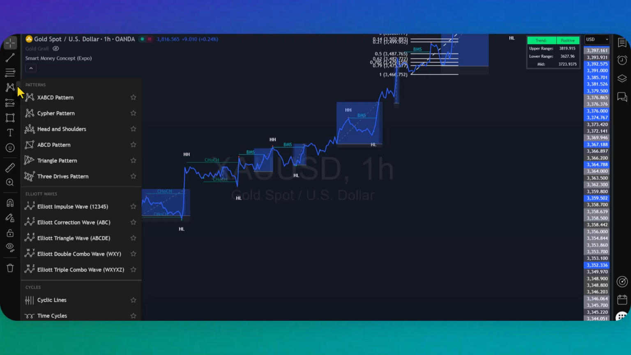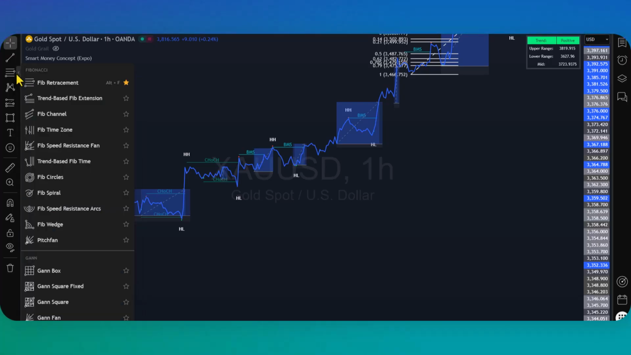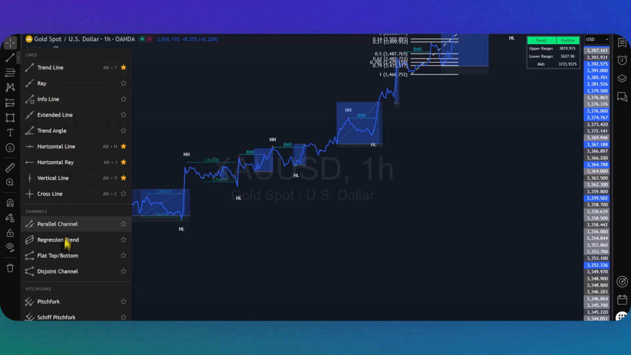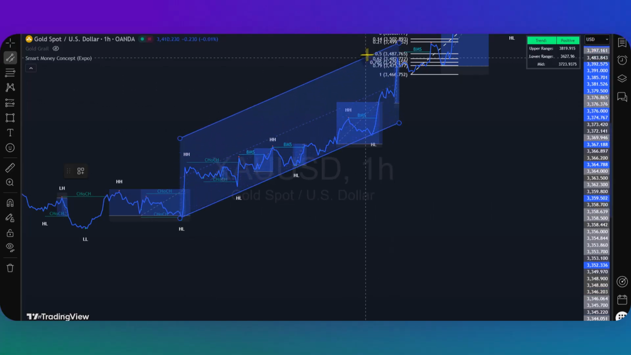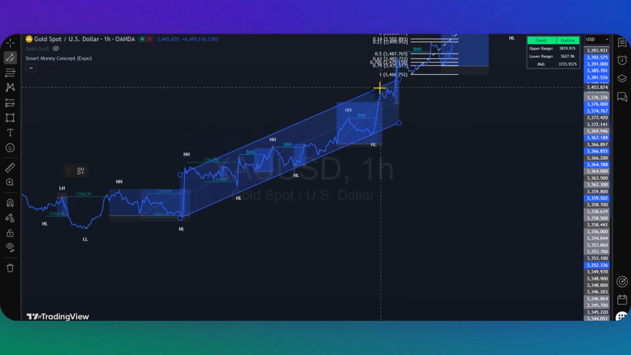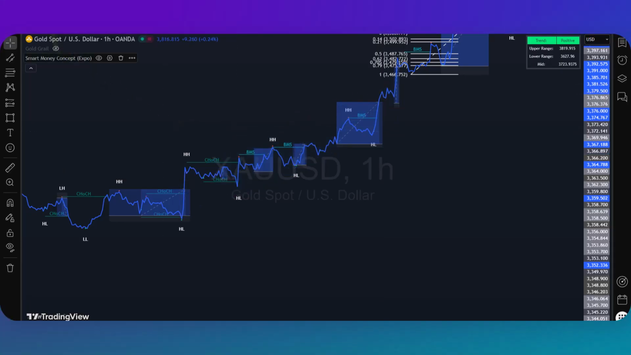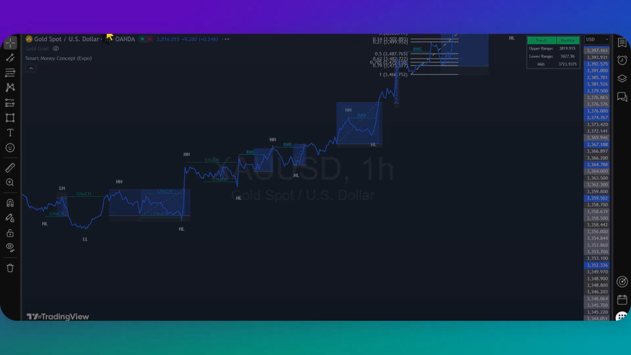Trying to look for the tool. Okay, yeah, parallel channel. So something like this, yeah. But here, this can be a very good example of a channel. So I hope you understand the concept of trend lines.